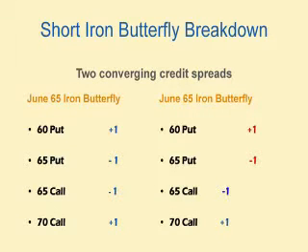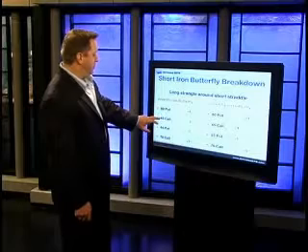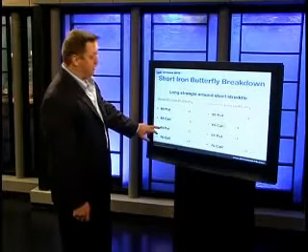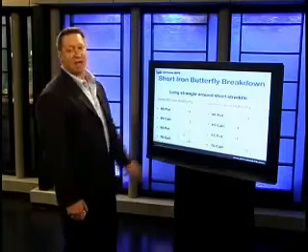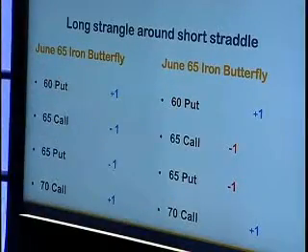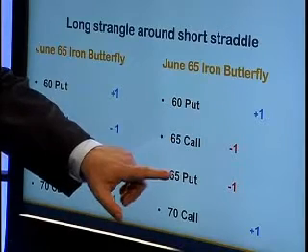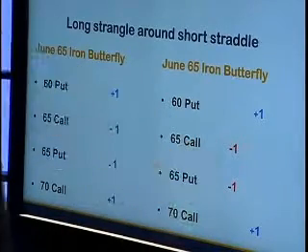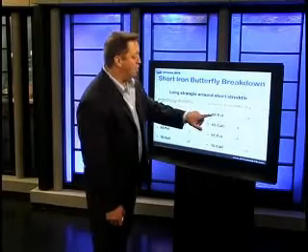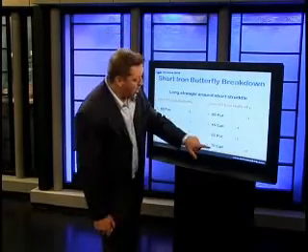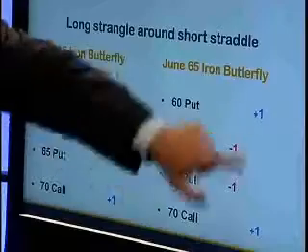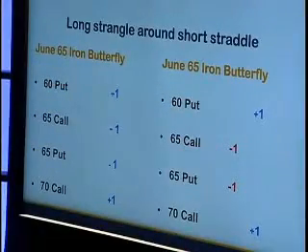Now let's take a look at the breakdown of our short iron butterfly. Over to the left, we just have the short iron butterfly. We're going to be long the June 60 put, long the June 70 call. And we're going to be short the June 65 call and short the June 65 put. And I gave it to you that way because look at the breakdown over here. Short the June 65 call, short the June 65 put. There's our short straddle. Long the June 60 put, long the June 70 call. What's that? There's our strangle around it.